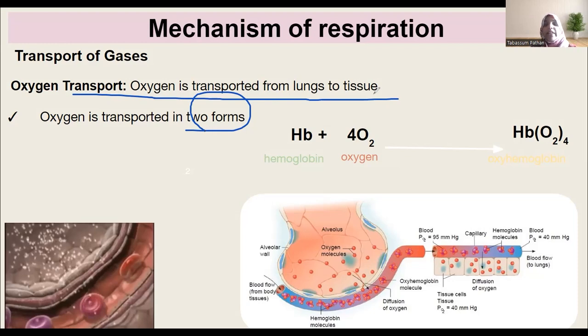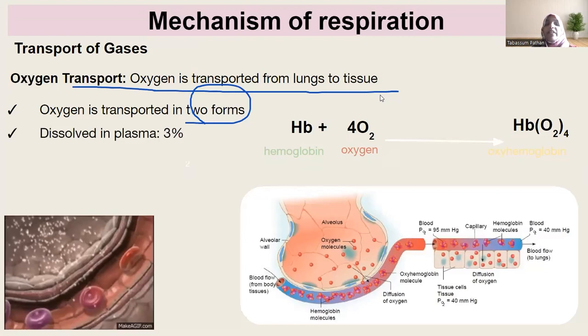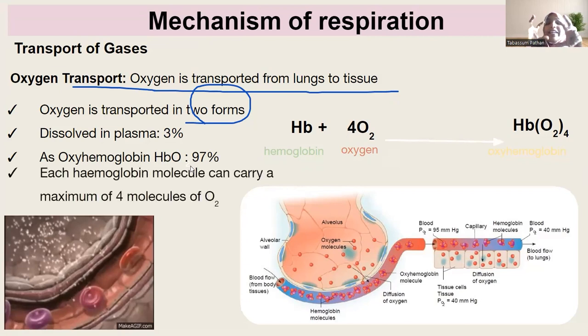One form is the oxyhemoglobin form, as you can see in the slide, and the other form is dissolving the oxygen in the plasma, which is only 3%, whereas the binding form, the oxyhemoglobin form, accounts for roughly 97% of this type of transport. Each hemoglobin molecule in the RBC is capable of carrying how many oxygen? 4 oxygen molecules.